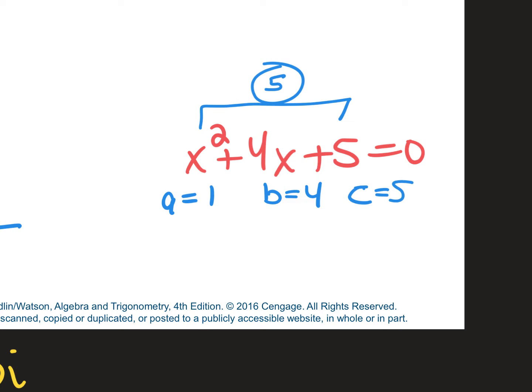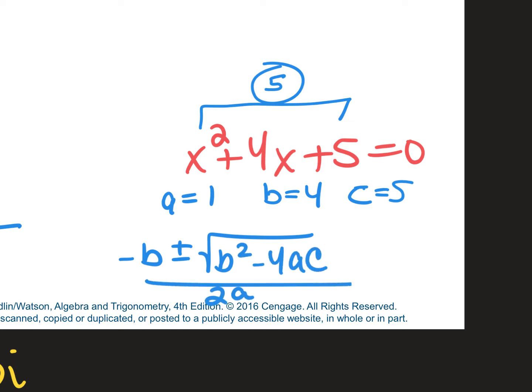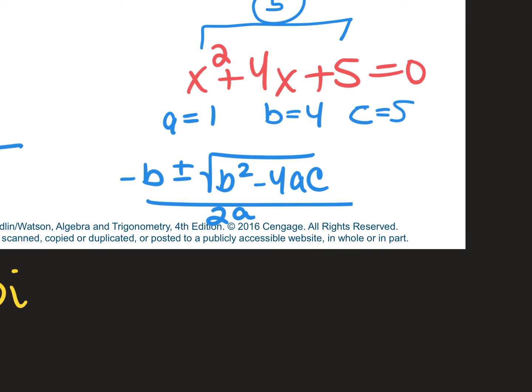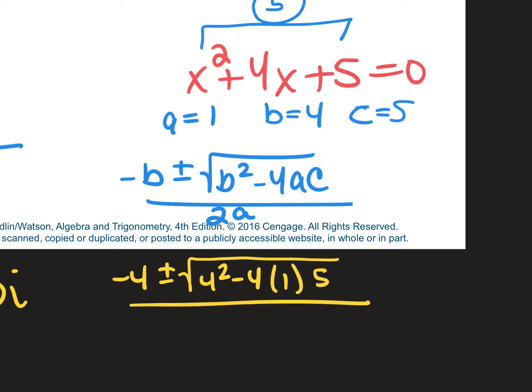I have 3 or 4 of you that put negative b plus or minus b squared plus 4ac. Does that make a big deal if you put a plus instead of a minus? Yes. Just pay attention, guys. It's a minus underneath. The discriminant is a minus. So make sure you get your problem set up correctly. Negative 4 plus minus the square root of 4 squared minus 4 times 1 times 5 all over 2 times 1, which is 2.